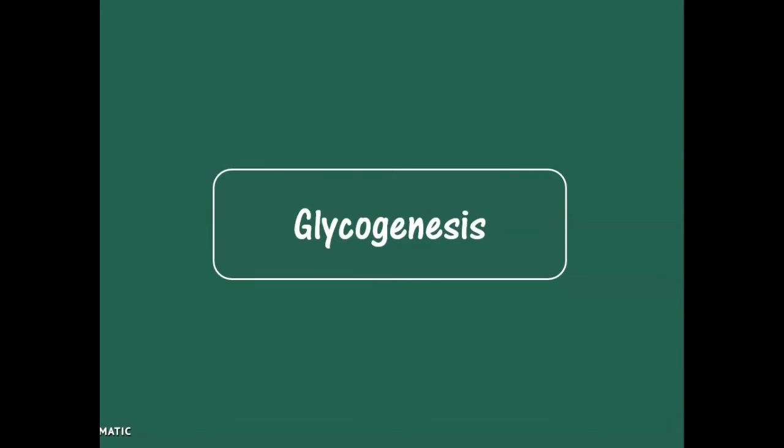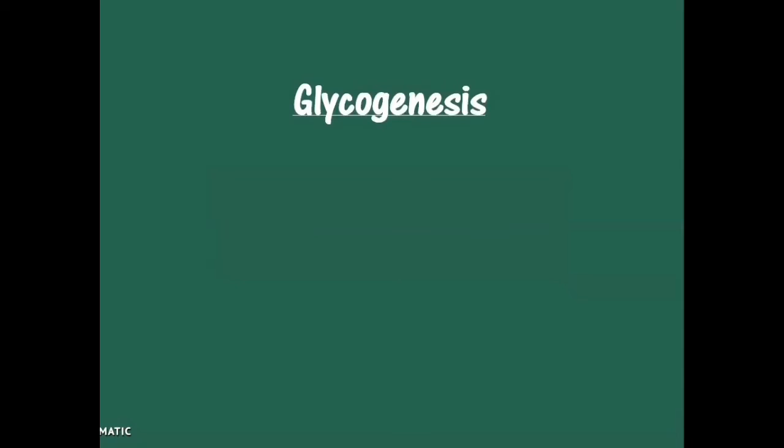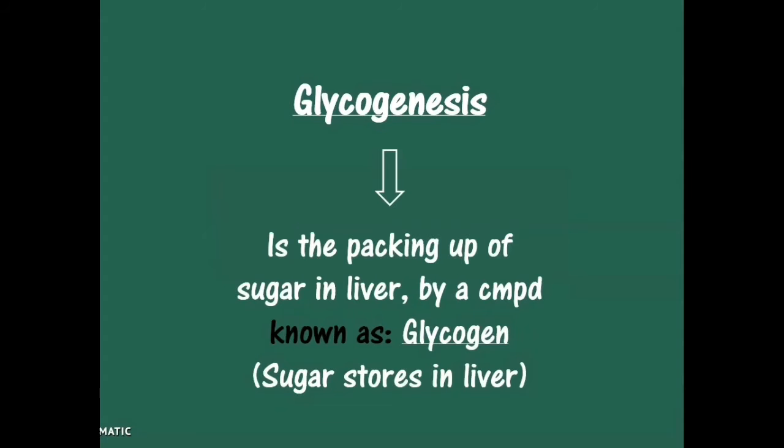Today we will talk about glycogenesis. Let's define it together. Glycogenesis is the storing up of sugar present inside the bloodstream into the liver in the form of glycogen. First of all, in order for glucose to be stored inside the liver, it should be internalized by the liver, which means it enters inside the liver.